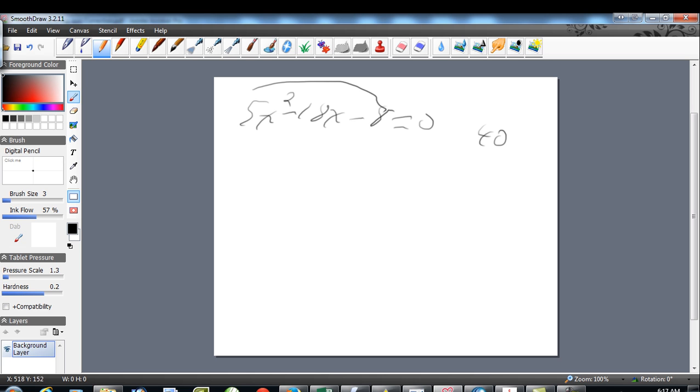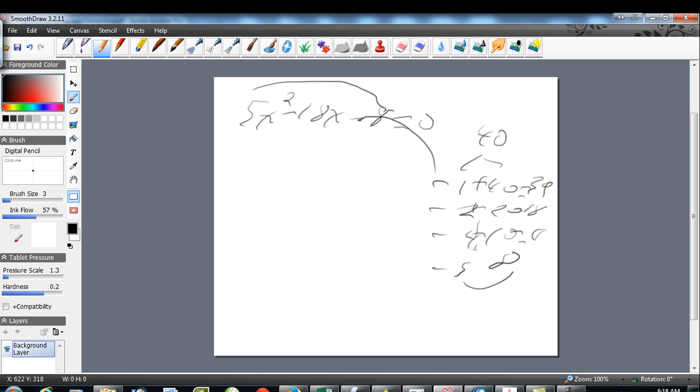Multiply, that gives me 40. Make the U-turn. Negative, because I see a negative. First times last is a plus. I've got my 18. Needs to be negative. 5x squared minus 20x plus 2x minus 8 equals 0.